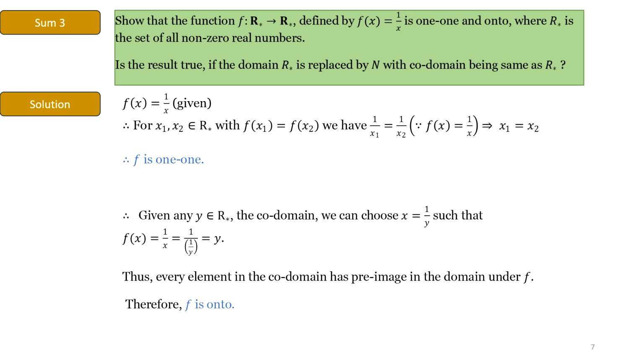Consider any element y in the codomain. The pre-image of y in the domain is 1/y. Since f(1/y) is equal to y, all the elements of the codomain are covered, and hence the function is an onto function.